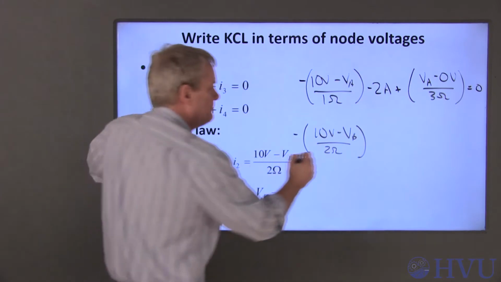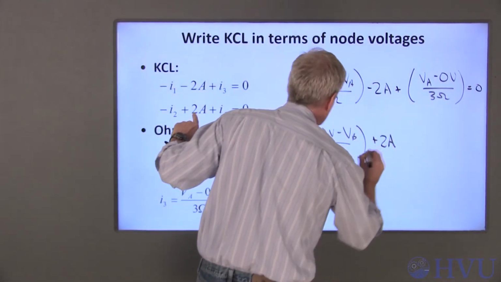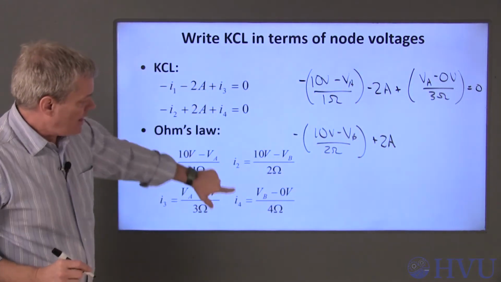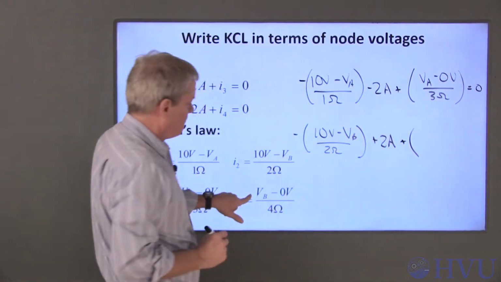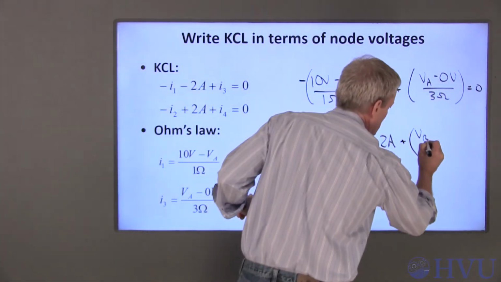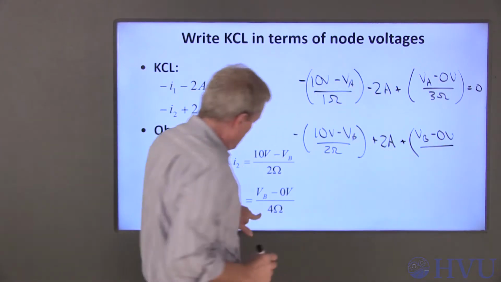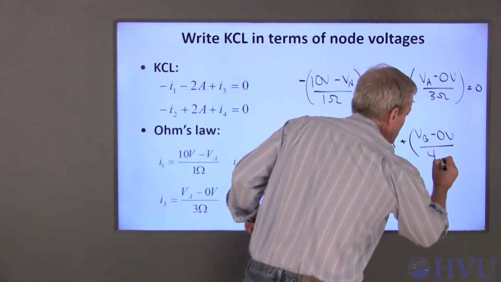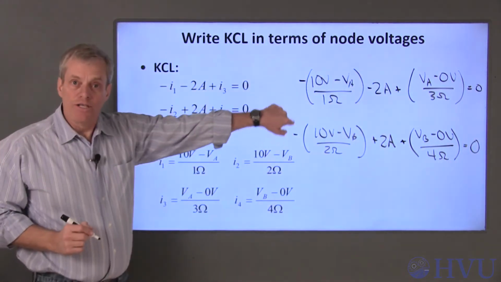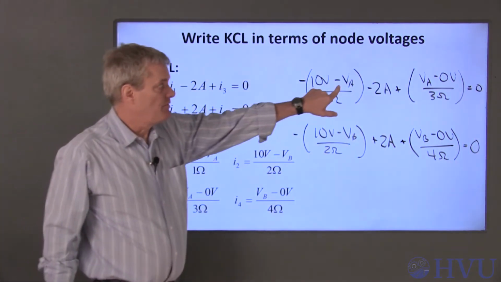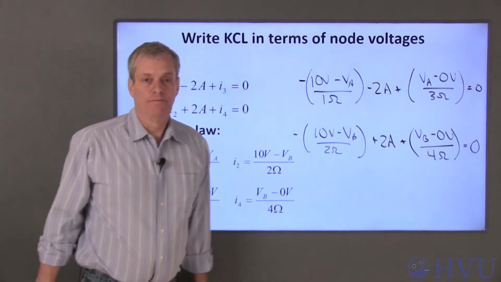Add 2 amps. And then plus I4, which is this equation, VB minus 0 over 4 ohms. And that is equal to 0. Now I have 2 equations and 2 unknowns that I can solve to determine VA and VB.